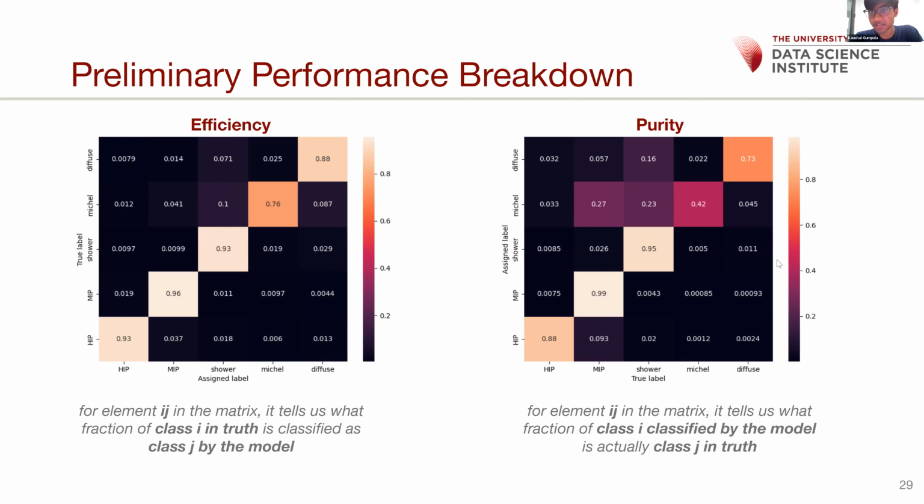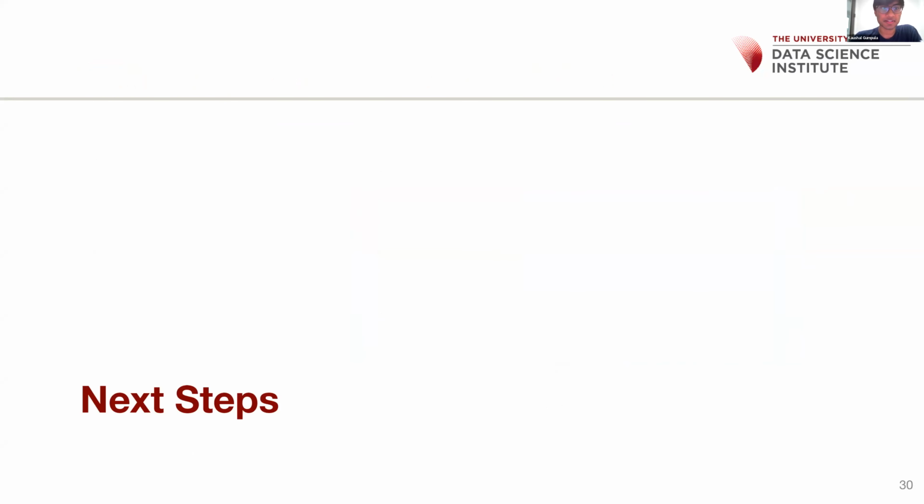On the right, we have our purity matrix, which works a little bit differently in the sense that we still want our diagonal to be 1, but now for element ij in the matrix, class I classified by the model is actually class J in truth. So basically 7% of what we classified as Michels in the model are actually MIP in truth, and 23% of what we classified as Michel in the model is actually shower in truth. So again, we see that Michel and diffuse activity are probably the lowest performing classes, but that can also be explained by the fact that they're not as well represented in the dataset.